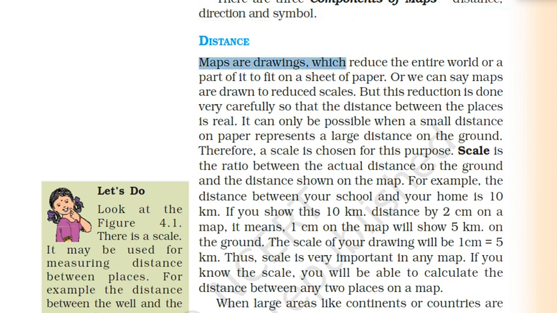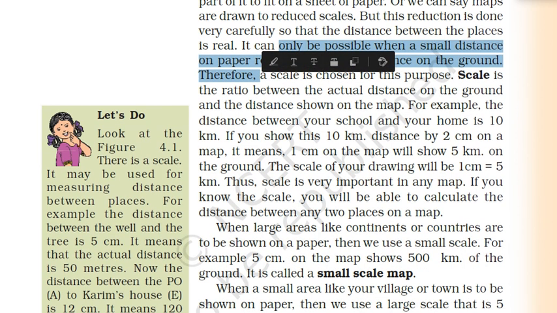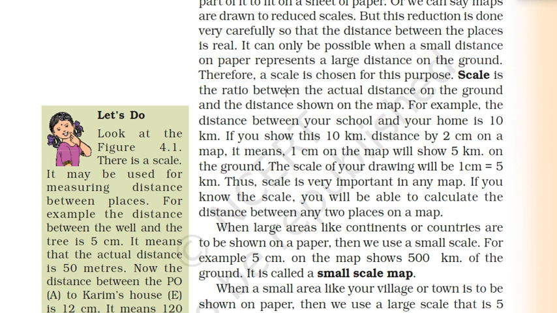Distance. Maps are drawings which reduce the entire world or a part of it to fit on a sheet of paper. Or we can say maps are drawn to reduced scales. But this reduction is done very carefully so that the distance between the places is real. It can only be possible when a small distance on paper represents a large distance on the ground. Therefore, a scale is chosen for this purpose. Scale is the ratio between the actual distance on the ground and the distance shown on the map.